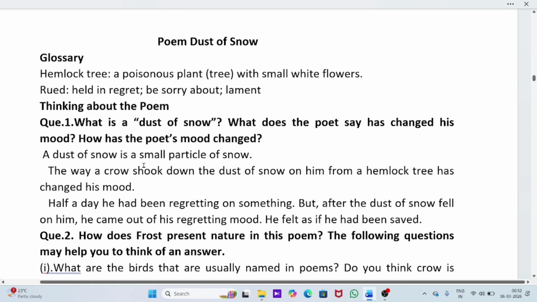A dust of snow is a small particle of snow. The way a crow shook down the dust of snow on him from a hemlock tree has changed his mood. Half a day he had been regretting something, but after the dust of snow fell on him, he came out of his regretting mood. He felt as if he had been saved.